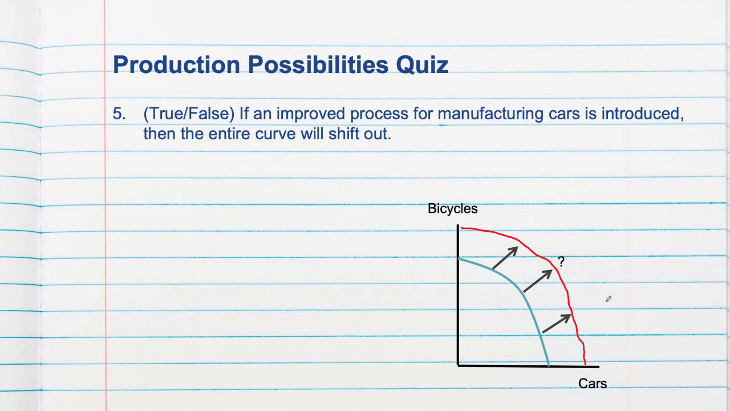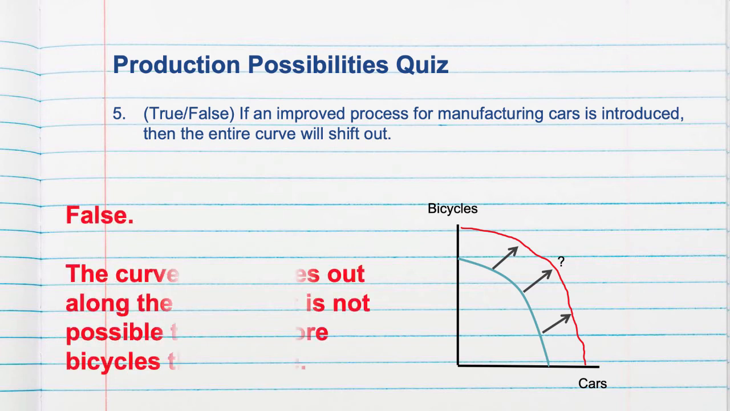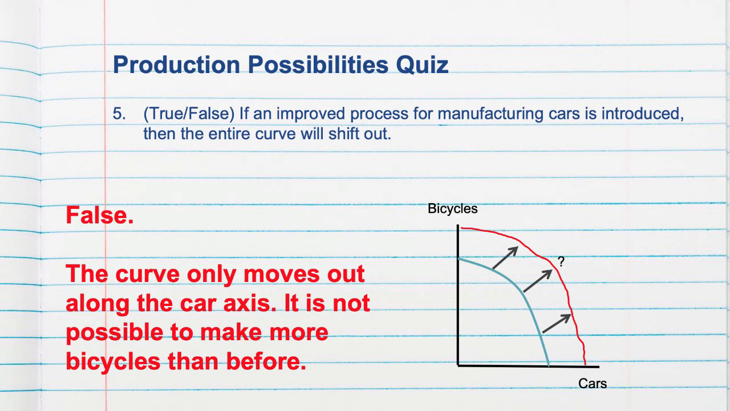Is that true or false? All right, 5, 4, 3, 2, 1. Let's see. Oh, it's false. The curve is only going to move out along the car axis because the improved process for manufacturing cars, this is like a new technology, it only shifts the production possibilities curve out for cars. So it's going to look more like this purple line.